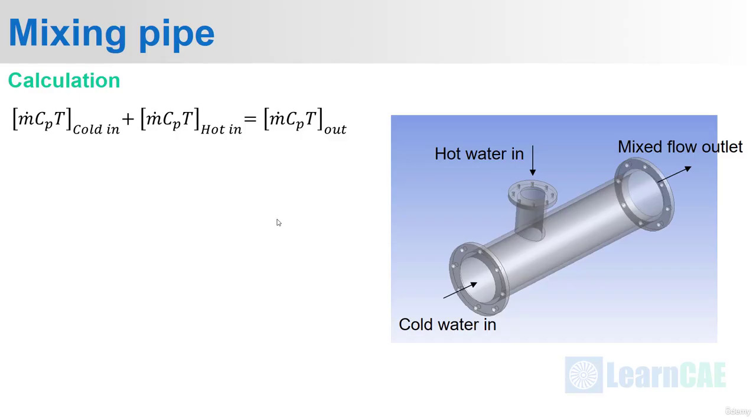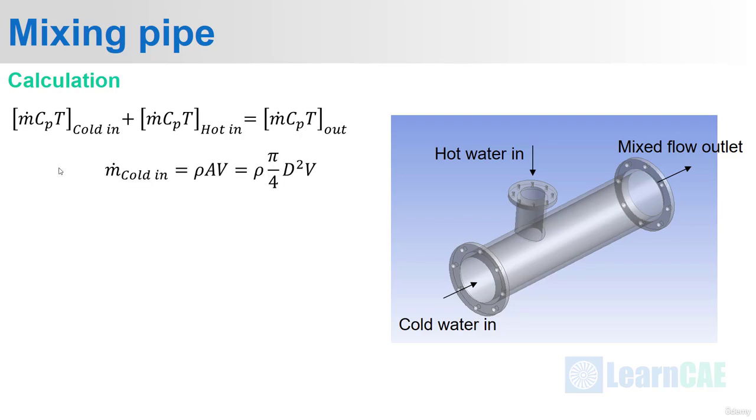The energy balance equation is shown here. The energy flow rate at the inlet for both cold and hot will be equal to the energy flow rate at the outlet, and the energy is equal to m Cp T, where m is the mass flow rate, Cp is the specific heat and T is the temperature.